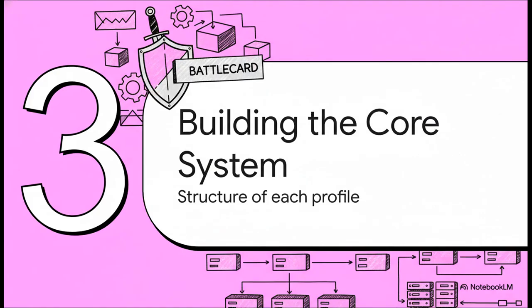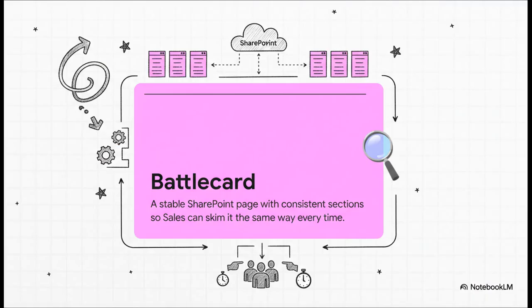Okay, let's get tactical. Let's actually look at how to build this thing. We're going to break down the structure of each profile, and we'll start with the most important one of all, the battle card. First things first, we have to totally redefine what a battle card is. So forget about those static PDFs or Word docs that are basically outdated the second you hit save. In this system, a battle card is a living SharePoint page. It has stable, predictable sections so that your sales reps and your SEs can find what they need in literally seconds because they know exactly where to look every single time.